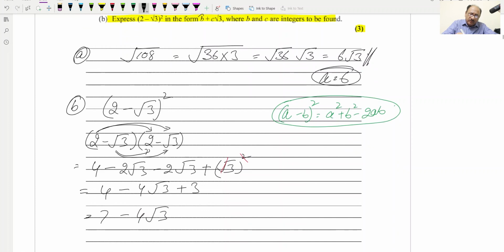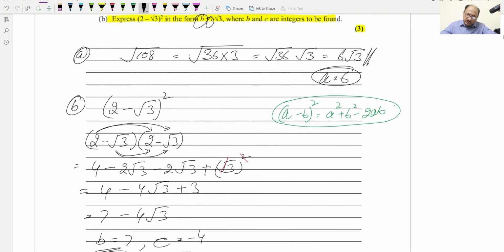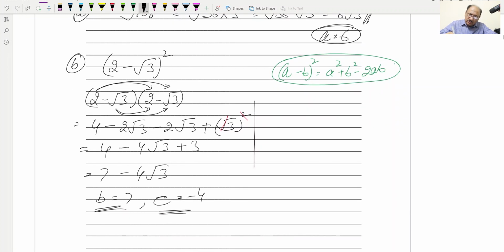So B value will be equal to 7, and C value will be equal to minus 4. So these are basically the values which we have found. If you want, we can also apply the square formula. If we solve by formulas, we can open this square.